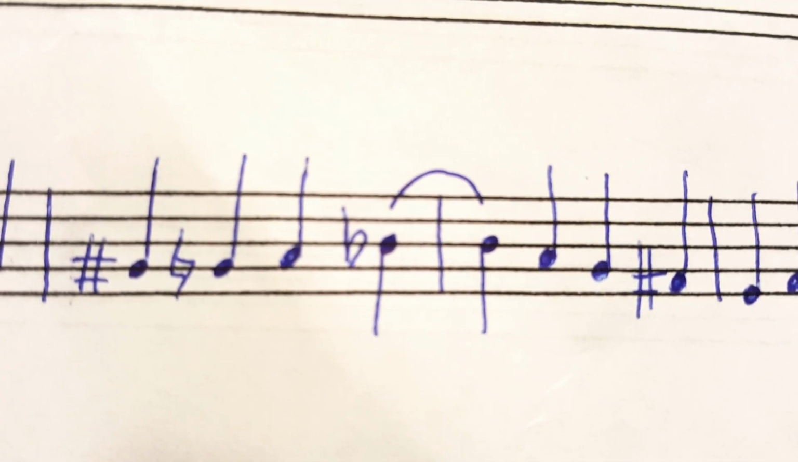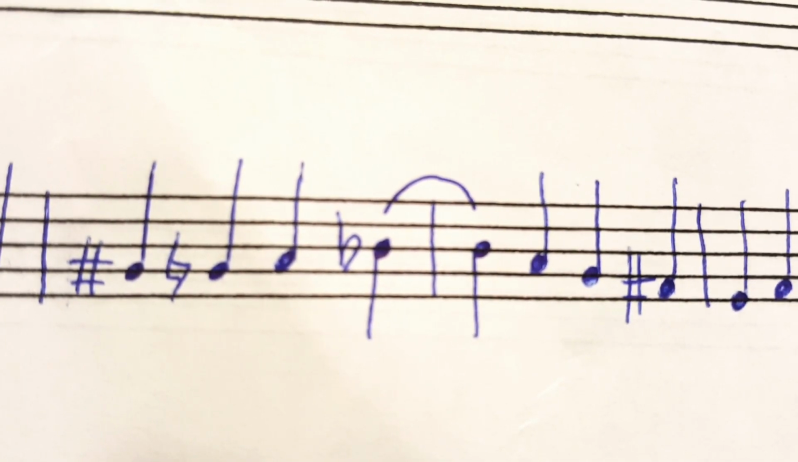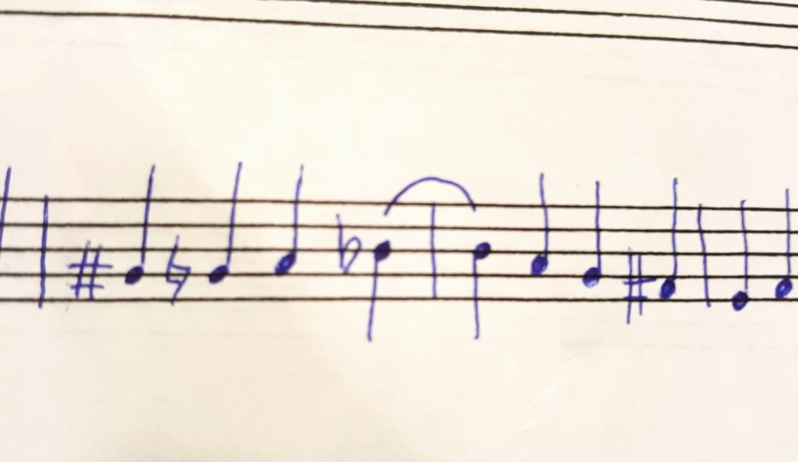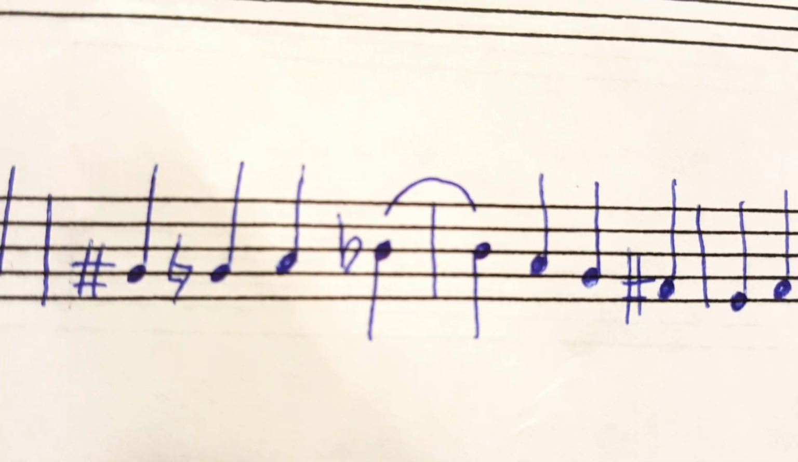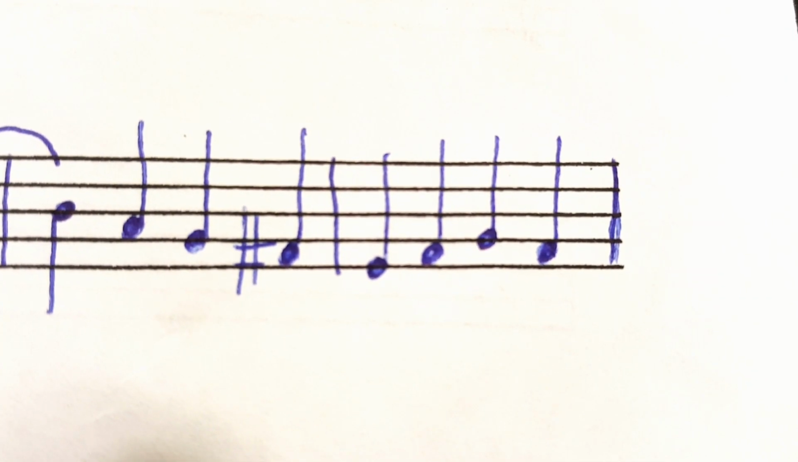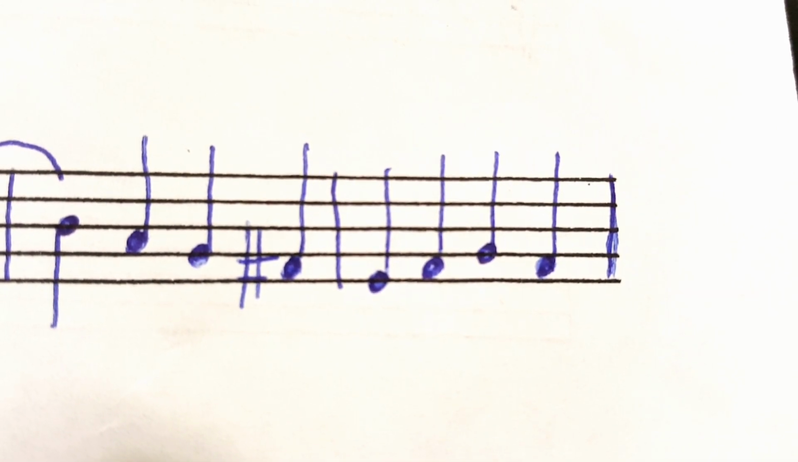Here are the next two measures. G sharp, G natural, notice how it goes lower. A, B flat, held over, A, G, and then F sharp. And then the last measure, E, F natural, G, and F natural.